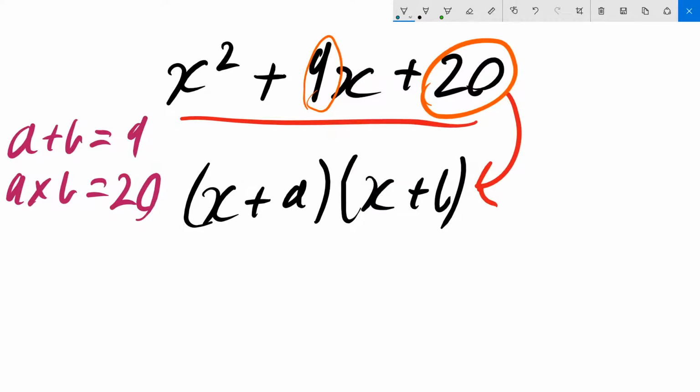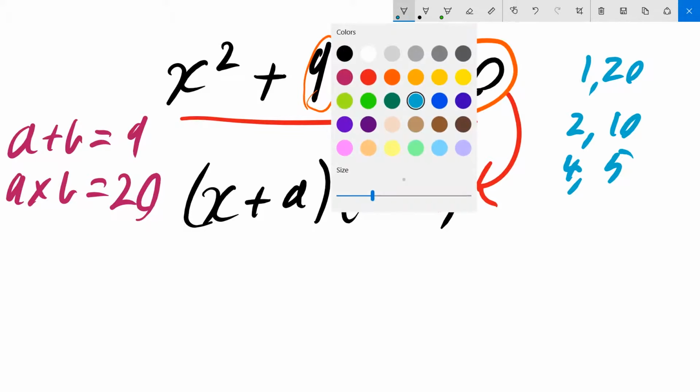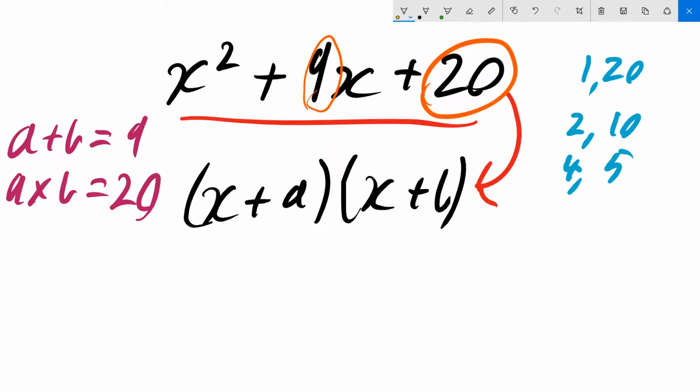Okay, let's write down the factors of 20 then. 1 and 20, 2 and 10, 4 and 5, and we don't need to go into decimals here, we've already found it. It's 4 and 5. 4 plus 5 is 9, and 4 times 5 is, as we already established, 20. So here it is there.